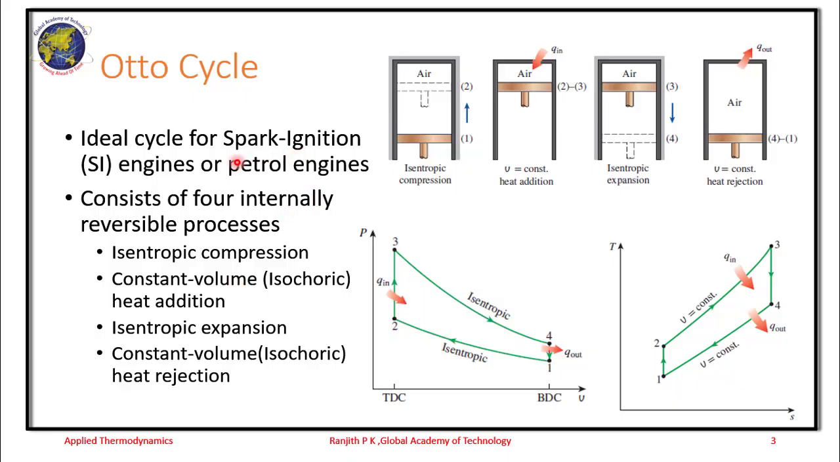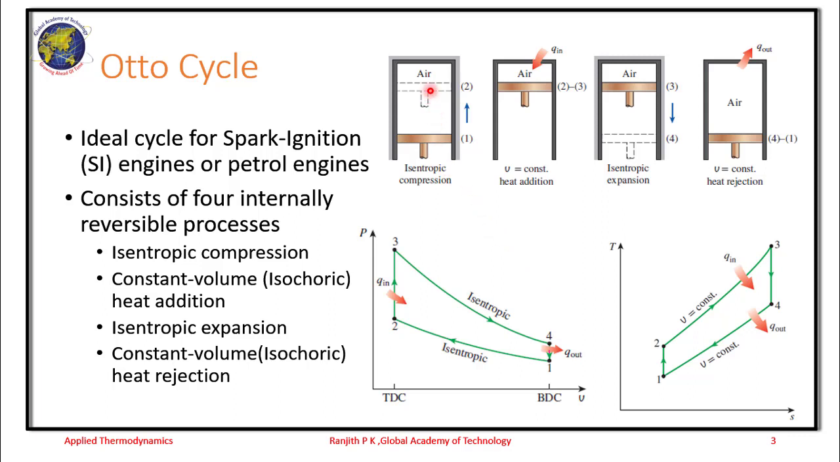Otto cycle is an ideal cycle for the spark ignition engines or the petrol engines. It essentially consists of four internally reversible processes: isentropic compression, that is process 1 to 2, then constant volume or isochoric heat addition, process 2 to 3, then isentropic expansion, process 3 to 4, and isochoric heat rejection, process 4 to 1. So let us put our focus on understanding how the cycle functions.